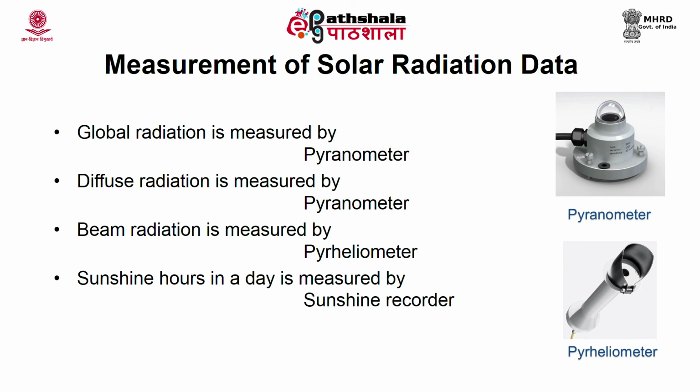And the sunshine recorder is used to measure the duration of the bright sunshine hours in a day. So, the radiation quantity or the intensity is measured by pyranometer or pyrheliometer, while the duration of bright sunshine hours in a day is measured by sunshine recorder. We have seen the difference between beam radiation and diffuse radiation, and how to calculate the solar radiation and how to measure the solar radiation.